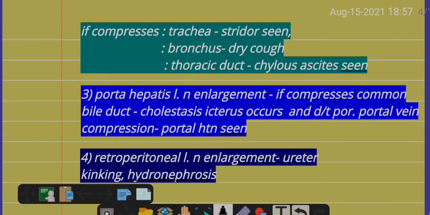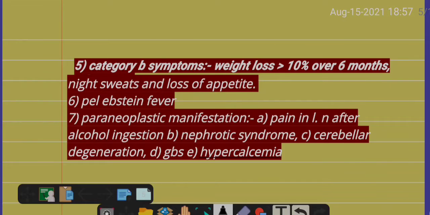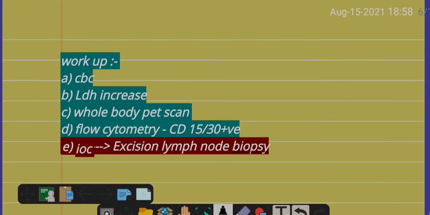Furthermore, other symptoms include category B symptoms, which include weight loss of more than 10% over 6 months, night sweats, and loss of appetite. Pel-Ebstein fever is seen, which is fever lasting for 3 to 10 days, followed by an afebrile period of 3 to 10 days, and then the fever rises again. Paraneoplastic manifestations are these: pain in lymph nodes after alcohol consumption, nephrotic syndrome, cerebellar degeneration, Guillain-Barré syndrome, and hypercalcemia.